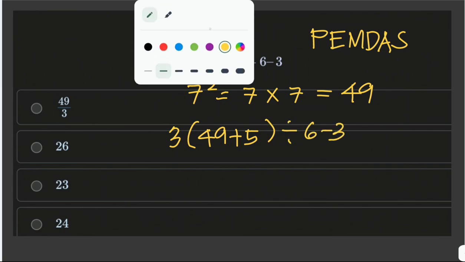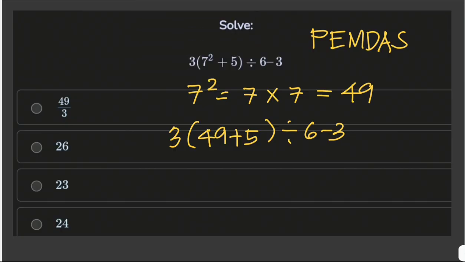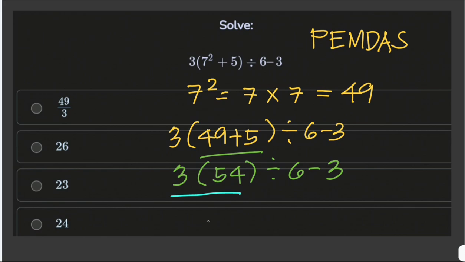Take note that we solve the expressions inside the parentheses first. So we add up 49 and 5, which is equal to 54. So this becomes 3 times 54 divided by 6 minus 3. Then we continue solving this. We multiply 3 and 54. So 3 times 54 gives us 162 divided by 6 minus 3.